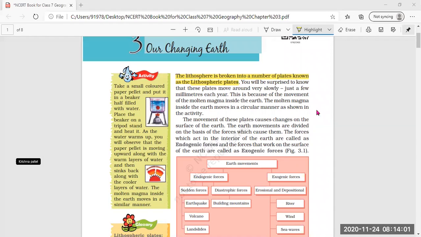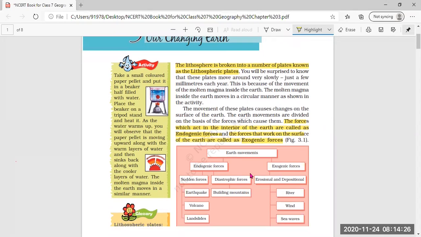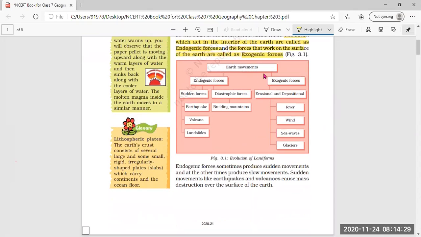So these are the two types of forces: the forces which act deep inside the interior, due to the movement of the plates, bring changes deep inside the earth, and are called endogenic forces. And the forces that work on the surface of the earth, the changes brought on the surface, are called exogenic forces. Now, these two types of changes are there, endogenic and exogenic.